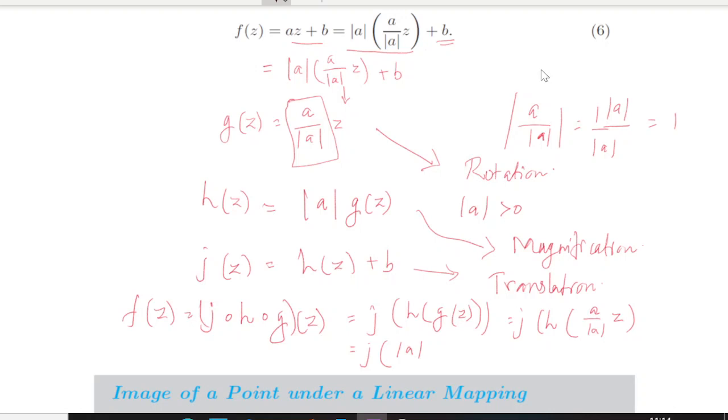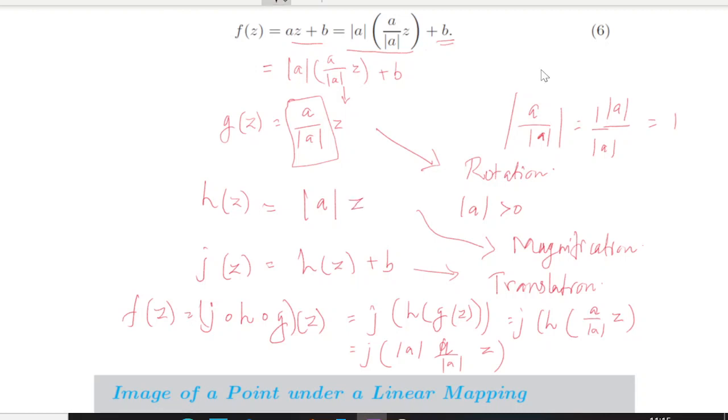Okay, G of Z. So it will become this into G of this thing. So G of this means, you can write this as mod A into A by mod A into Z, like this will come. So I put here H of Z is not equal to this one. This should be mentioned as H of Z as this into Z only, right?